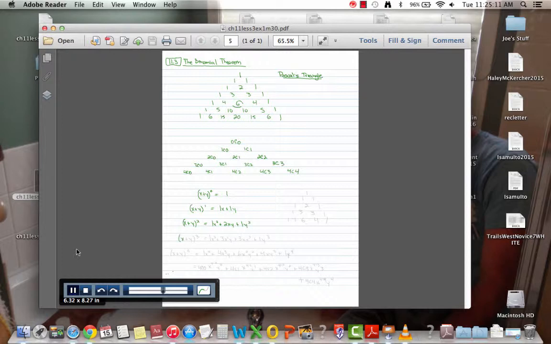And you may not have ever even gone this far to do x plus y to the 3, but what it turns out to be is 1x cubed, 3x squared y, 3xy squared, and then 1y cubed. No accident here, or no coincidence, that these coefficients in these expansions are 1, 1, 1, 1, 2, 1, 1, 3, 3, 1.